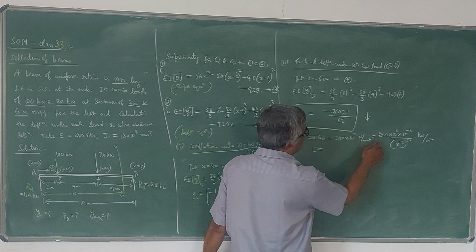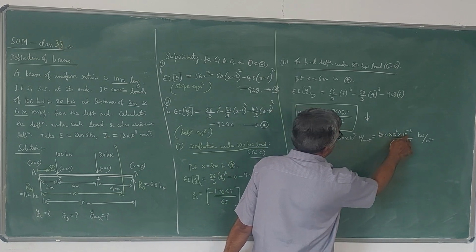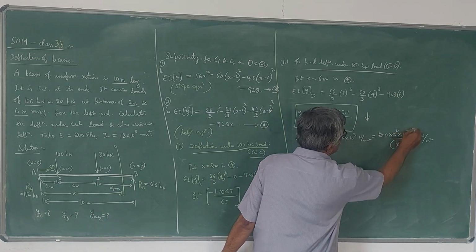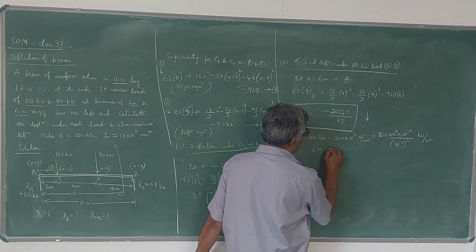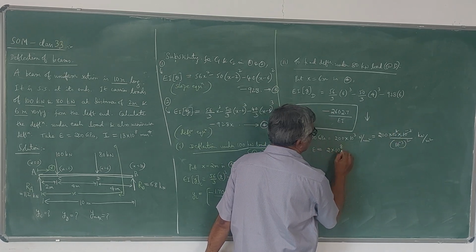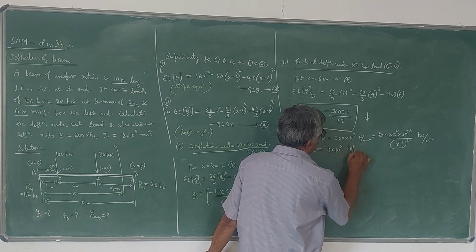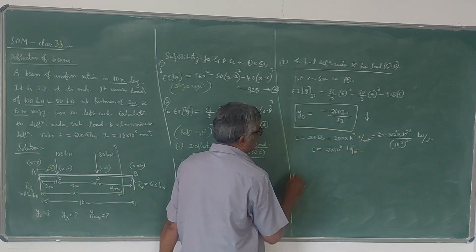So 200 into 10 power 3 into 10 power minus 3. See, this will get cancelled. The 10 power minus 6 goes to the numerator and becomes plus 6, or in other words 2 into 10 power 8 kilonewton per meter square. This is in terms of kilonewton per meter square.